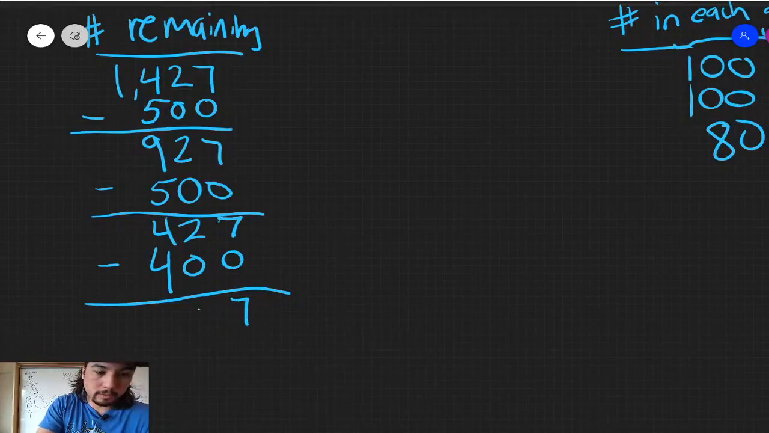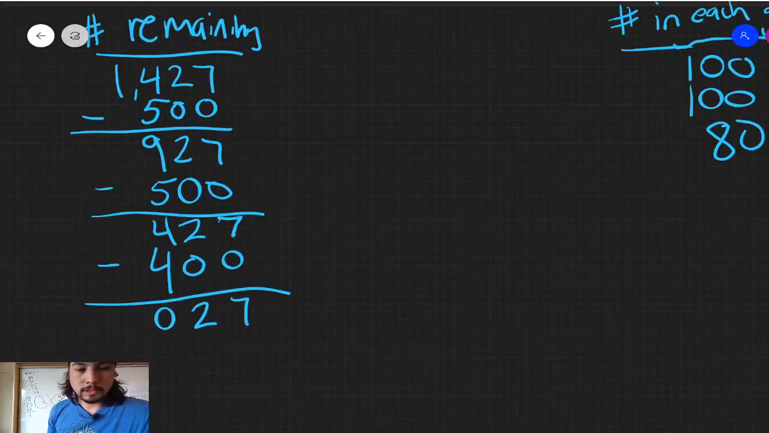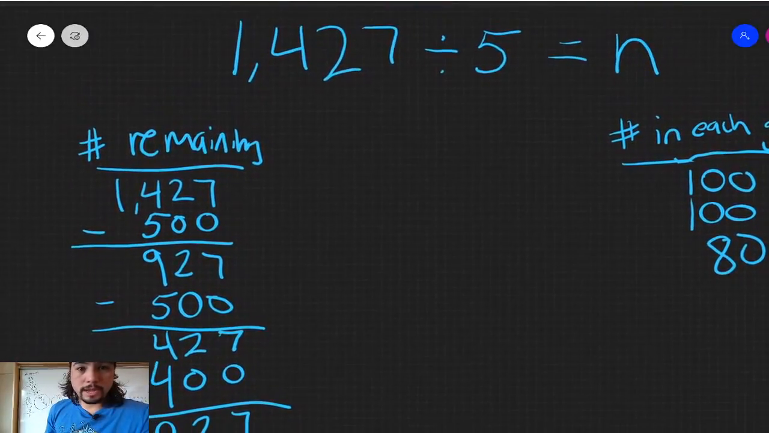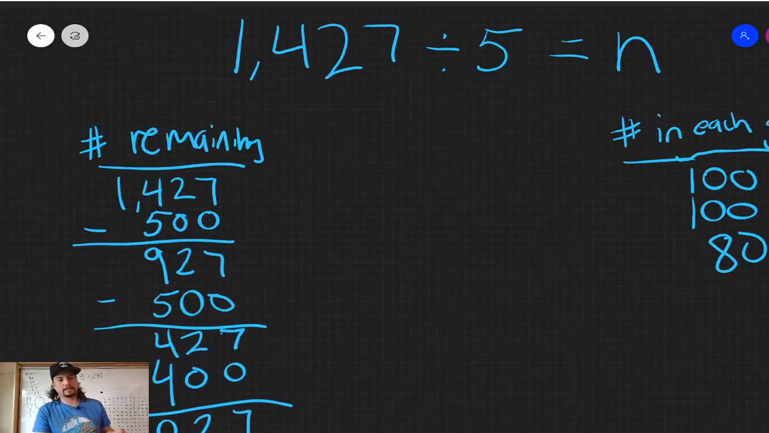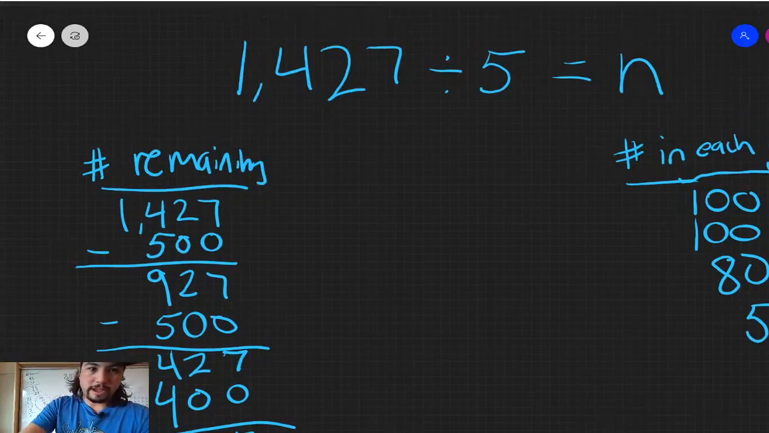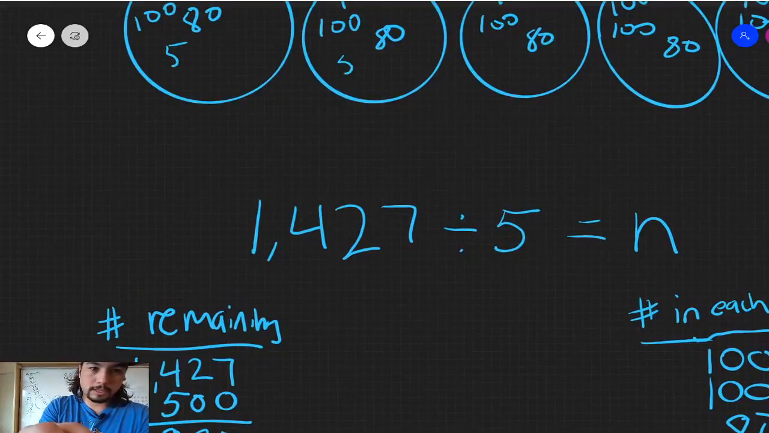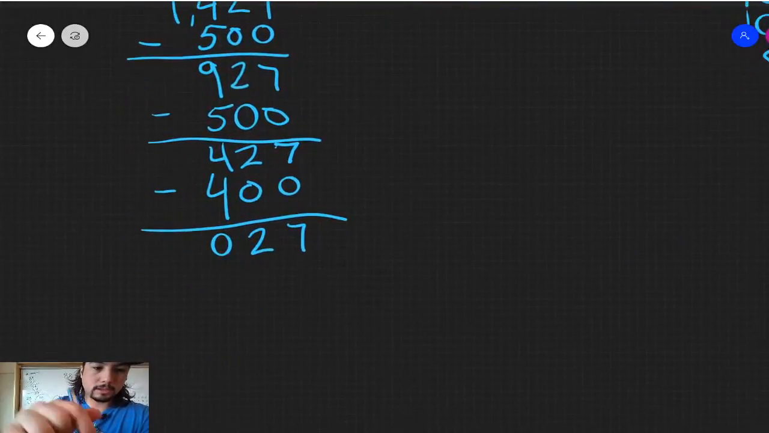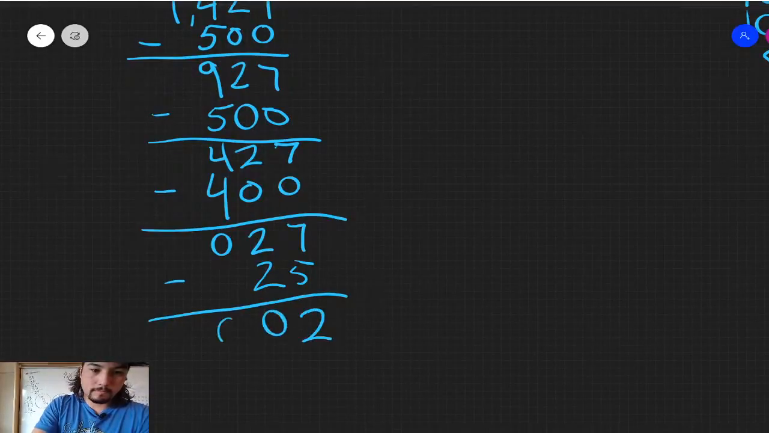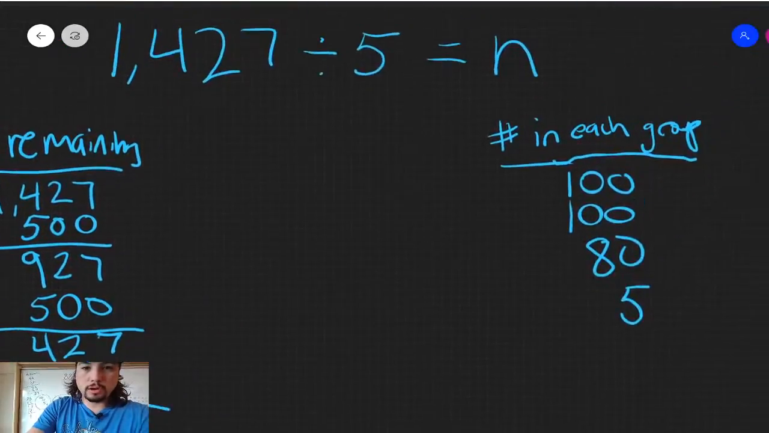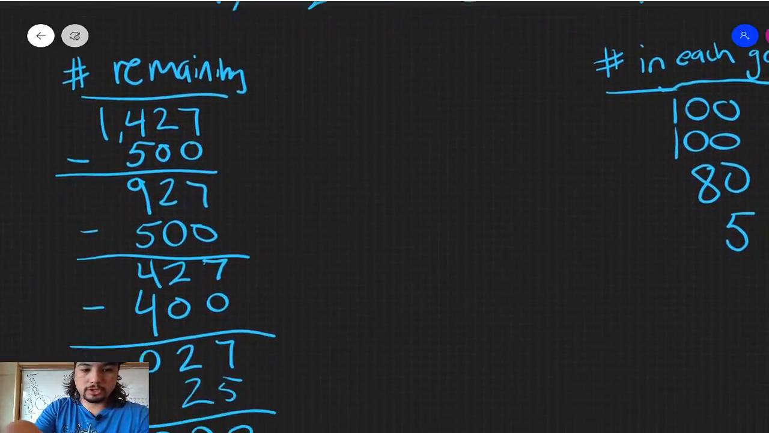7 minus 0 is 7. 2 minus 0 is 2. 4 minus 4 is 0. So we have 27 remaining to put into 5 groups. Oh, well, that's easy, right? 5, 10, 15, 20, 25. Let's make 5 in each group. 5, 10, 15, 20, 25. And let's subtract 25. That gives us 2 remaining. Just 2 left.